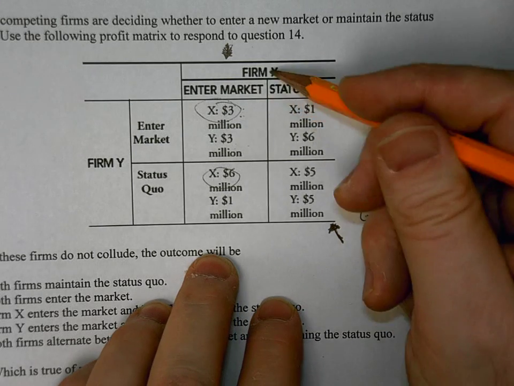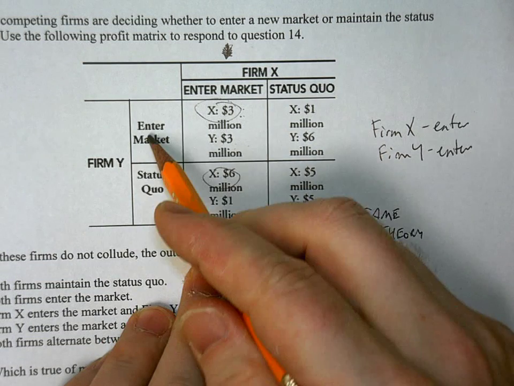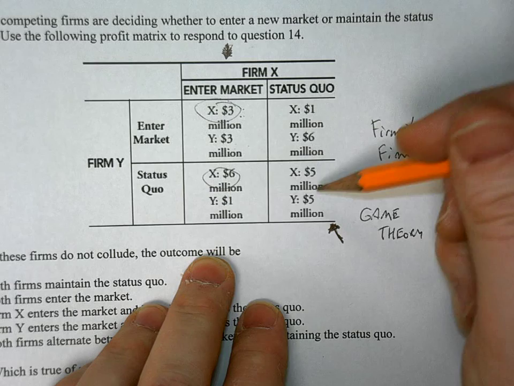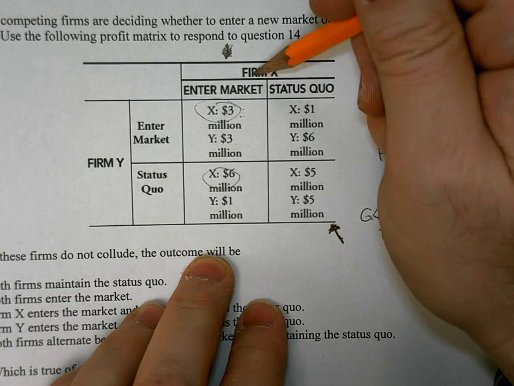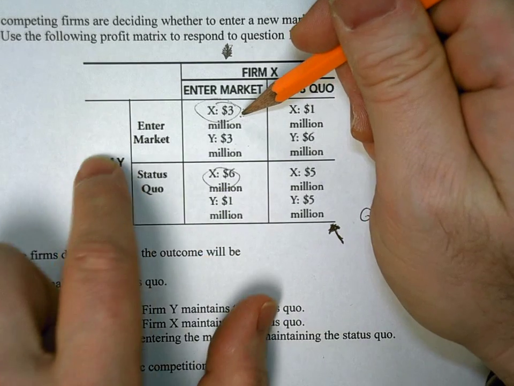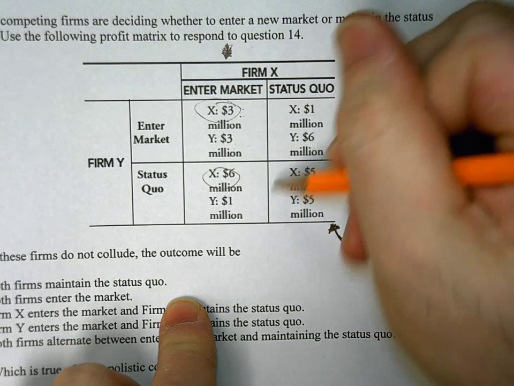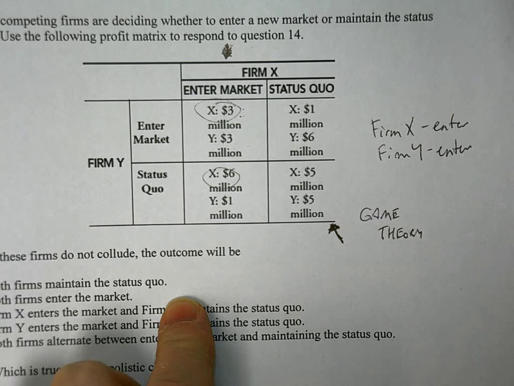So here is firm X's decision, either enter the market or status quo. Here's firm Y, entering Green Bay or staying out of Green Bay. And then they've listed the profit that they would get by doing each. So firm X enters the market and firm Y enters the market, this would be the outcome here. If neither enters the market, they're in the status quo here, and so on and so forth. So again, the question becomes, what is in the best interest of the firms individually, and what might be in the best interest of the firms collectively?